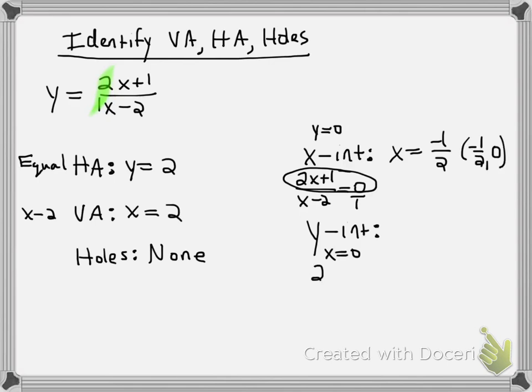Now for our y-intercept, we're going to set x equal to 0. I'm going to start plugging in 0 for x in my function, so 2 times 0 plus 1 is my numerator, 0 minus 2 is my denominator, and I'm going to figure out what that equals, and it ends up being -1/2. So my y-intercept is (0, -1/2). Right? So that's how you find your horizontal asymptotes, verticals, holes, which there aren't any, and then your x-intercept and your y-intercept when we're working with a rational function.